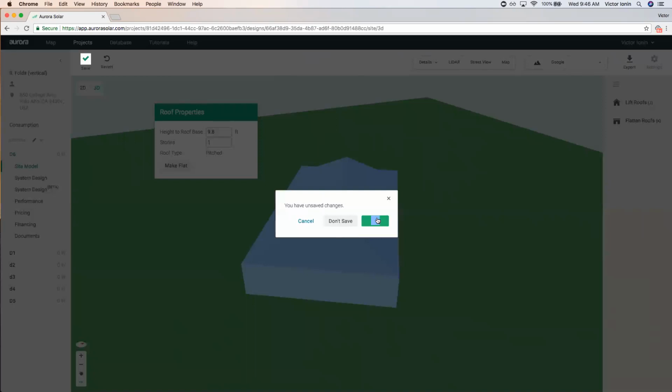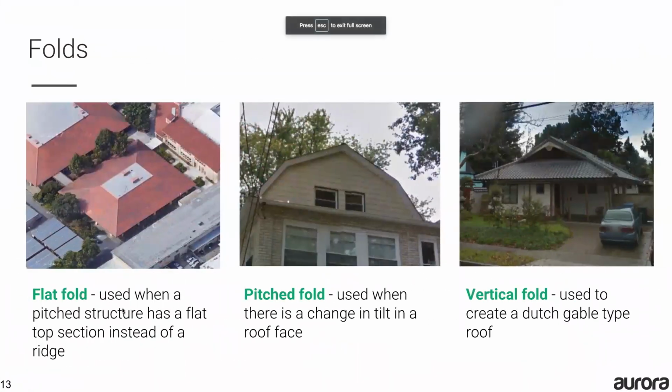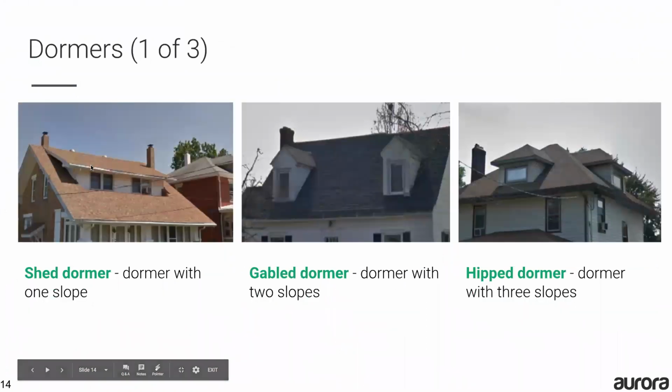That's pretty much all the folds. Let me go back to the slide, to quickly recap. I showed you the flat fold, pitched fold, and vertical fold. I've also showed you all three dormer types: shed, gable, and hipped.